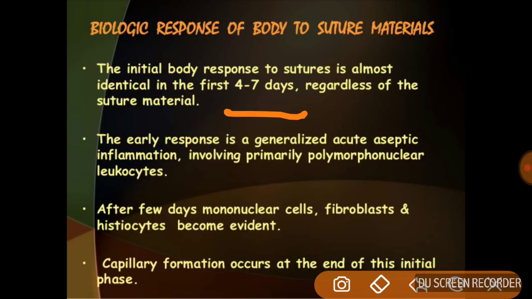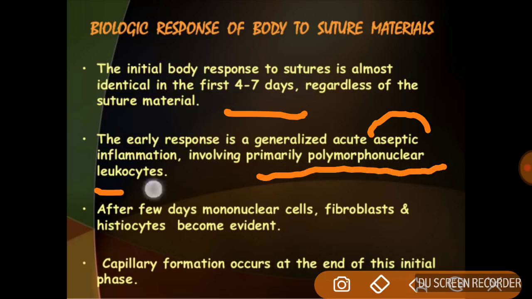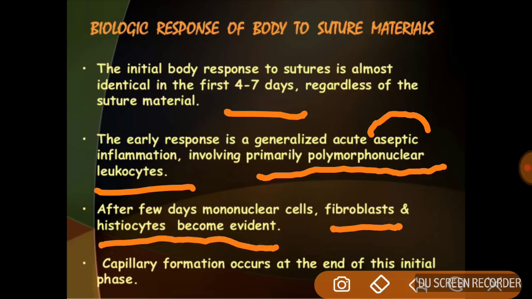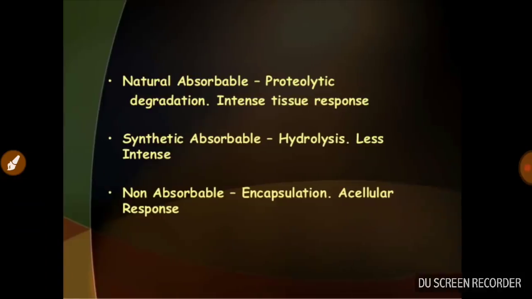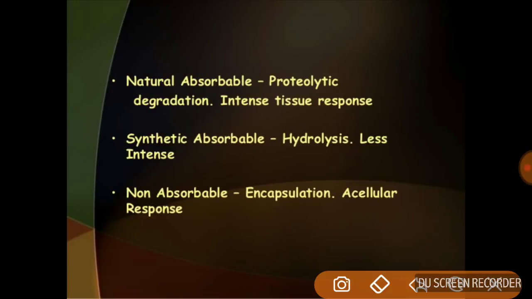So what happens? The early response is just a generalized acute aseptic inflammation. Inflammation will occur but it will be aseptic, involving primarily polymorphonuclear leukocytes. After a few days, mononuclear cells, fibroblasts and histiocytes become evident, and capillary formation occurs at the end of this initial phase. Now, what type of reaction the body shows means how the degradation of suture material occurs.